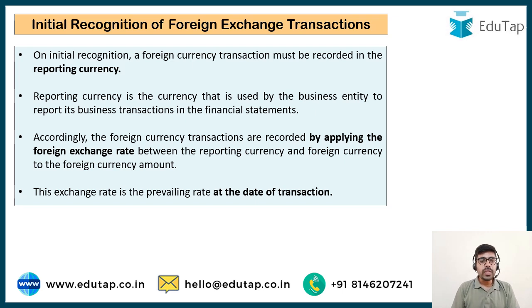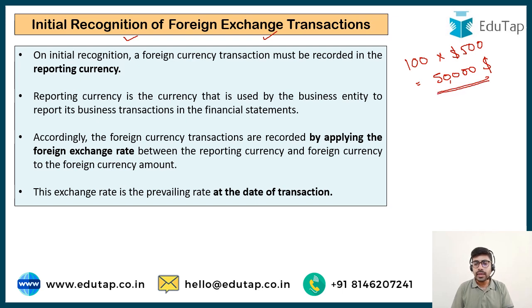So now with regard to the initial recognition of the foreign exchange transaction, initial recognition means how you would initially record this transaction in your books of accounts. How would you make a journal entry for this transaction? In our case, we had bought 100 phones at $500 each, so we had this liability of $50,000. How would you record this liability initially in your books of accounts? How would you make this journal entry?